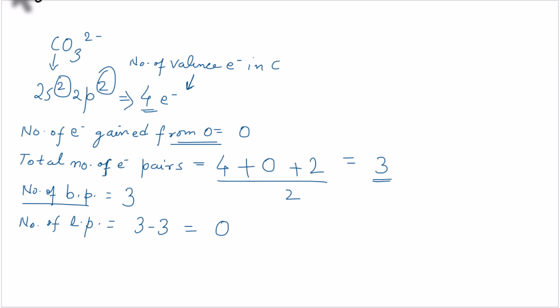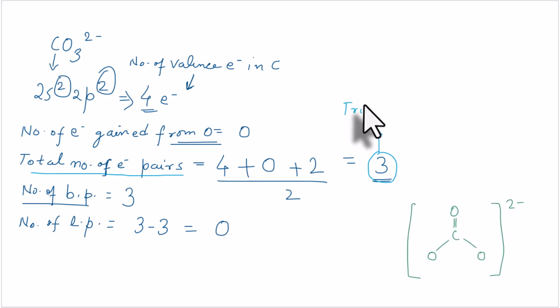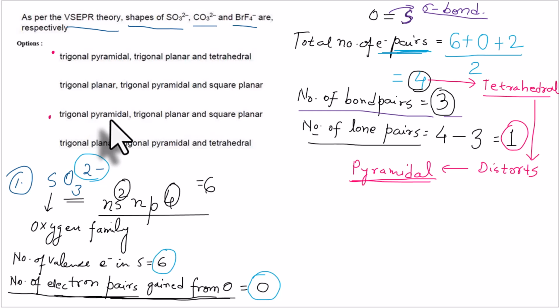Now a structure which has total number of electron pairs 3 will give a typical electronic structure, which is the trigonal planar structure. So let's check if we have a trigonal planar option in the question. Trigonal pyramidal was our first one. Second is trigonal planar. Yes, equal probability for option 1 and 3. Both have trigonal planar for CO3 2 minus. Then we can decide our answer by checking the BrF4 minus molecule.